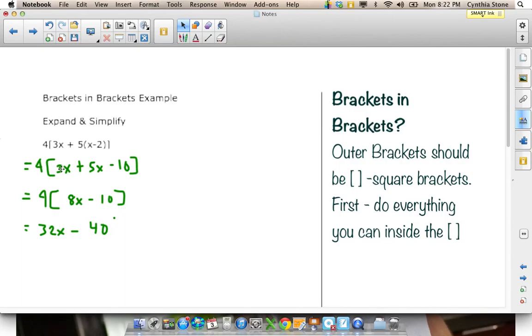And now I distribute the 4 through, right? So I multiply 4 times 8x. 4 times 8 is 32. And then 4 times negative 10, whoopsie, 4 times negative 10 is minus 40. Okay, that's a brackets and brackets example. And I got one more before we're done.